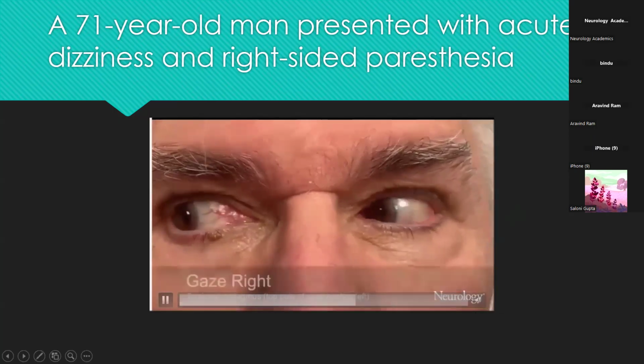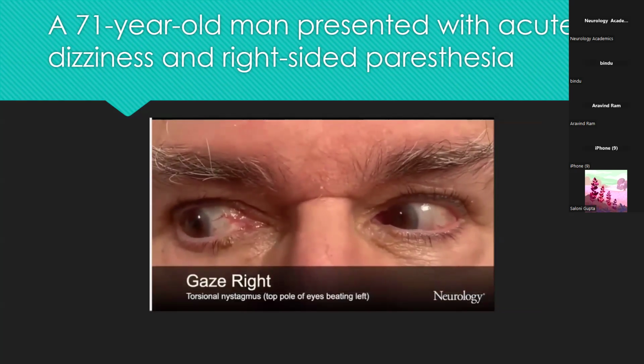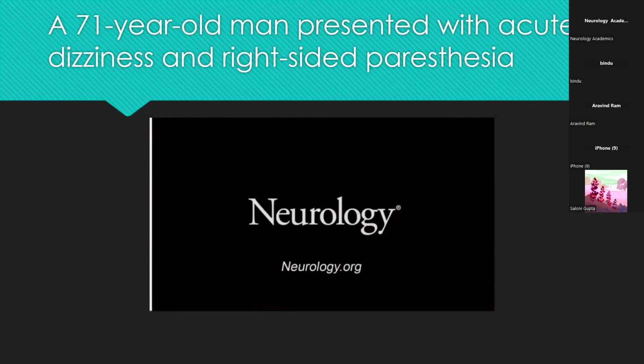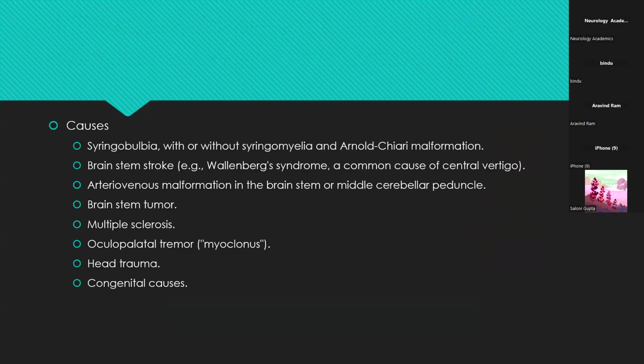And on looking towards the right side as well, the torsional component is towards the left ear, in this case of left medullary infarct. So the common causes of pure torsional nystagmus are syringobulbia, brainstem stroke, AV malformation in the brainstem or middle cerebellar peduncle, brainstem tumors, multiple sclerosis, and oculopalatal tremor as well can cause pure torsional nystagmus, along with head trauma and congenital causes.